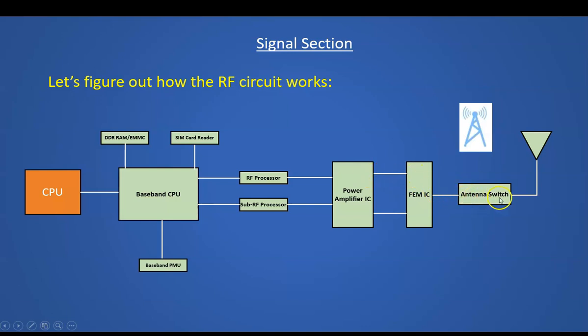Then it goes to the antenna switch, then that signal is transmitted through the antenna to the tower again. Then through this mobile tower, it reaches another nearest tower, to whoever we are calling. So it reaches that person's nearest tower, then from that tower it goes to that person's phone. Alright, so that's how the communication happens. These are the sections that all come under the signal section.